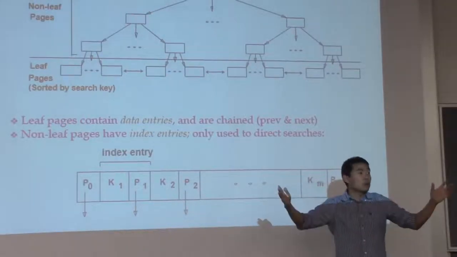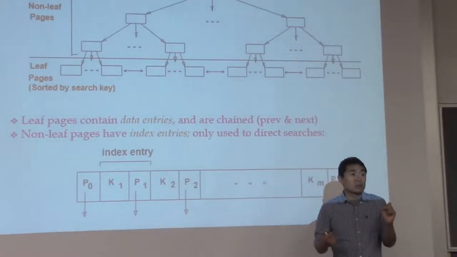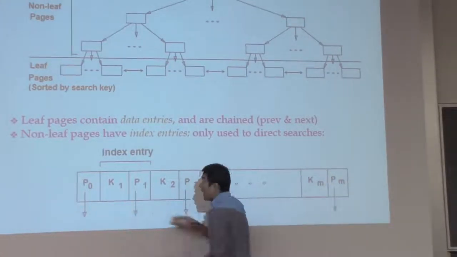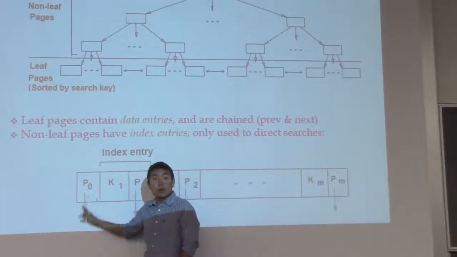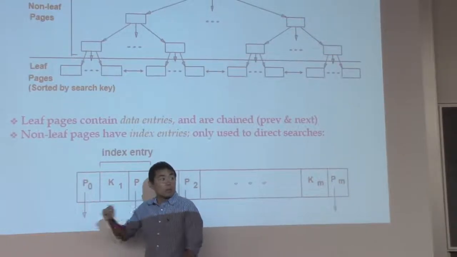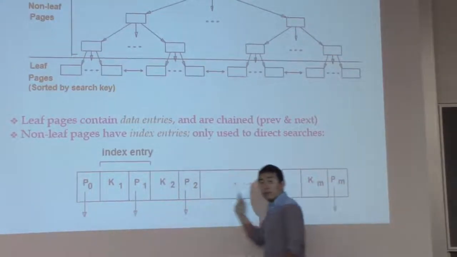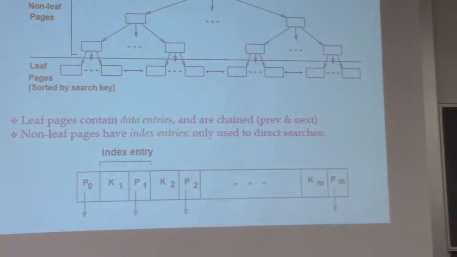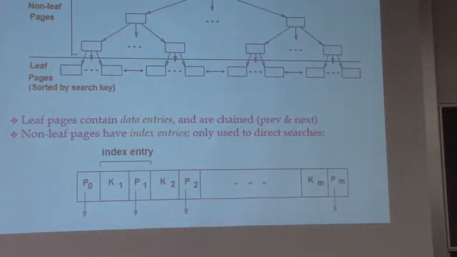But I'm gonna have multiple such entries rather than a single entry. You follow me? So I'm gonna have multiple such entries plus the leftmost pointer. That pointer is gonna still be there. This is the same as your binary tree. So my fan out for this particular node is what? It's simply m plus one, right? My fan out in this particular case is simply m plus one. That's the number of nodes I can index from the level below, which is the number of index entries you have plus one, right? Plus the leftmost pointer you have.